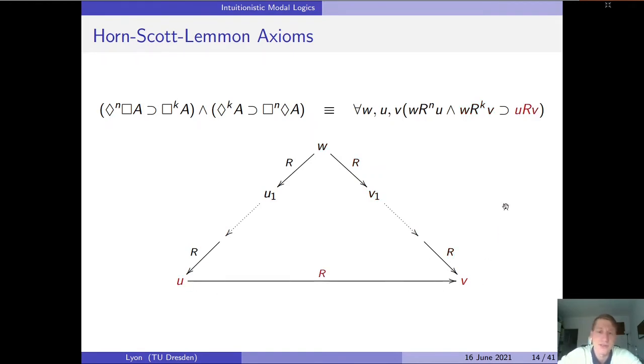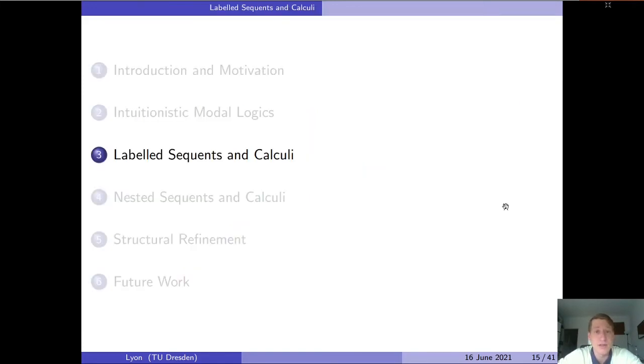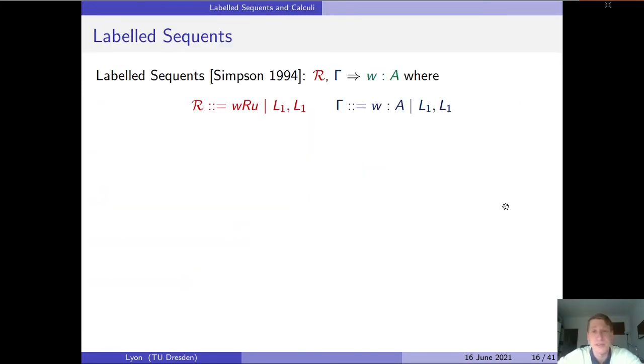So this is essentially a generalization of the Euclidean property. And one nice feature of Horn-Scott-Lemmon axioms is that depending on how we instantiate n and k, we can get either the reflexivity axiom, the transitivity axiom, the Euclidean axiom, or the symmetry axiom. So this shows that the class of logics we're interested in properly subsumes the intuitionistic modal cube that I brought up earlier. All right, let's now look at Simpson's labeled sequent systems.